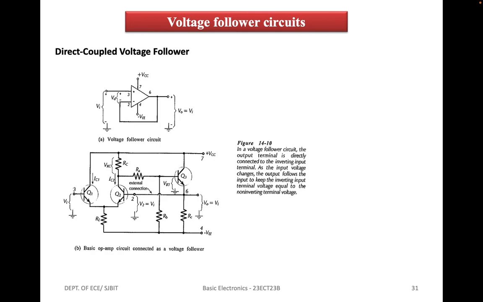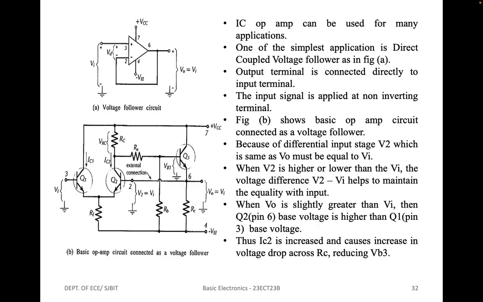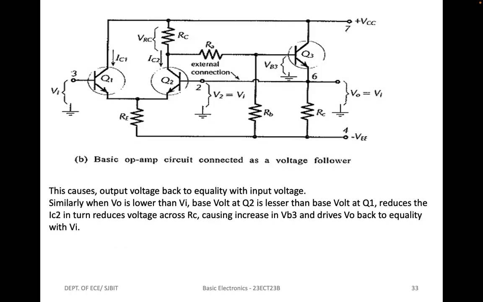Therefore, IC2 would be increased above its normal level. So this would cause an increase in the voltage drop across RC. When there is a voltage drop across RC, it reduces VB3 and drives the V0 output voltage back to equality with the input voltage.